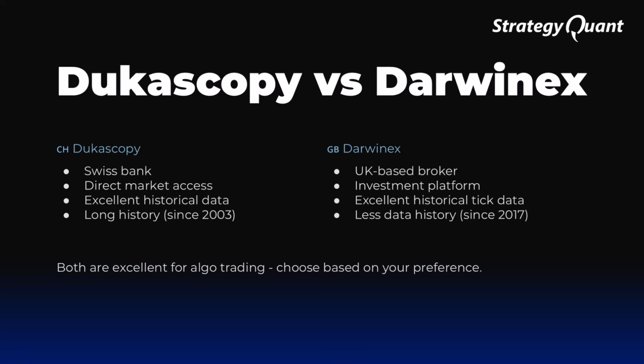For most major currency pairs, it goes back to 2003, while Darwinex has data available from 2017. It's not that one is better than the other. Dukascopy just has more history available. Another good approach is to combine both data feeds during strategy building or backtesting to see how sensitive your strategies are to different data sources.